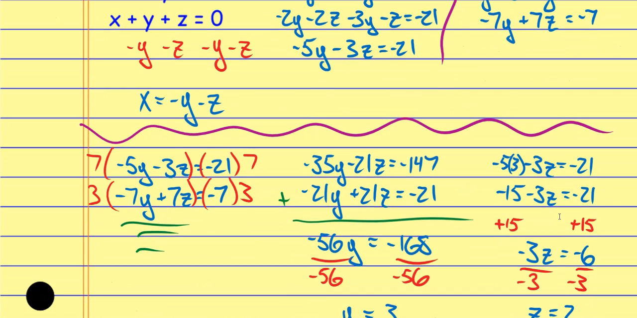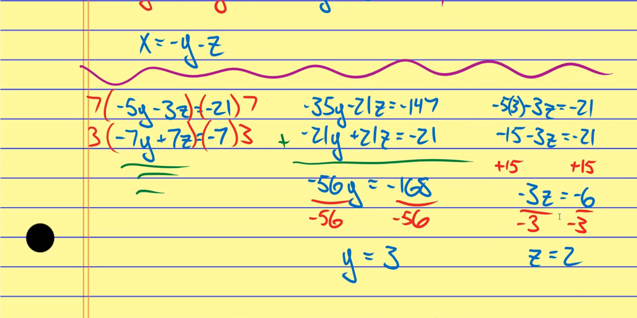It's that x value. And so right here, if I scroll down just a little bit, let me bring this guy down. I can now find the x value. X equals a negative y, which we know to be a 3, minus z, which is a 2. So I get x equals a negative 5.